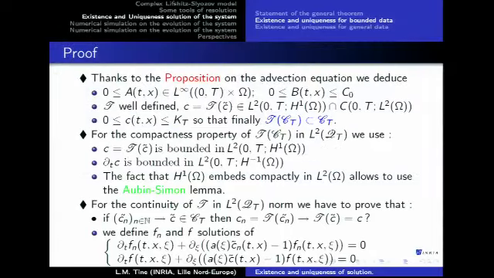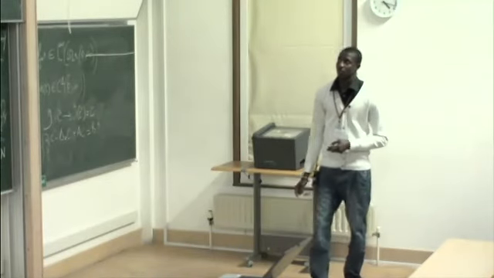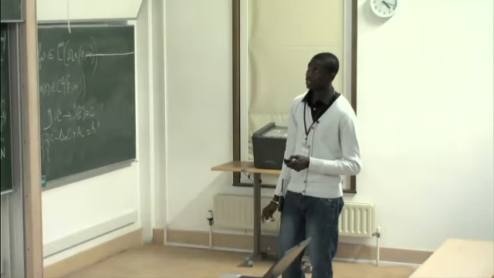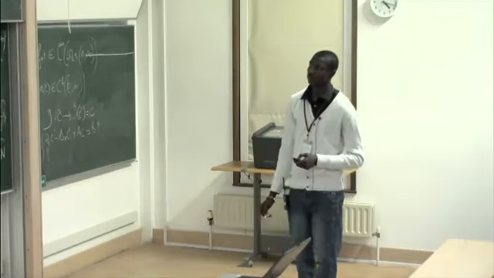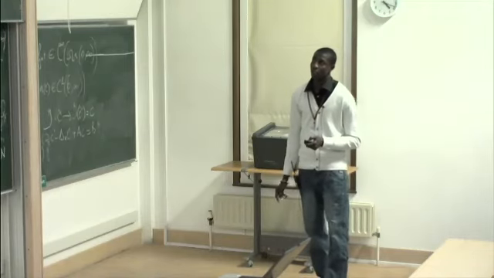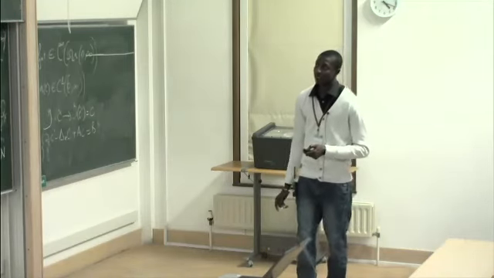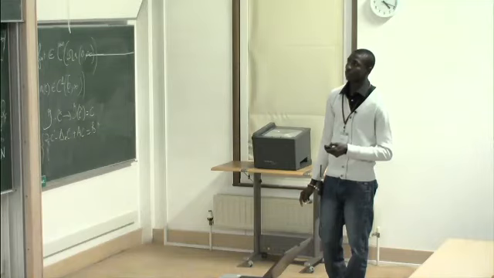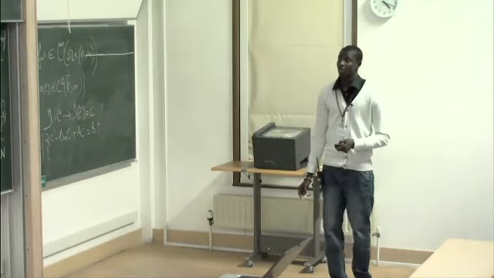Okay, and then thanks to the proposition on the advection equation, we deduce that we have this estimate on A and B. That gives that our mapping is well defined, and the solution C belongs to this following space. We use the maximum principle and have that C is bounded above and below, so that we have this following inclusion.